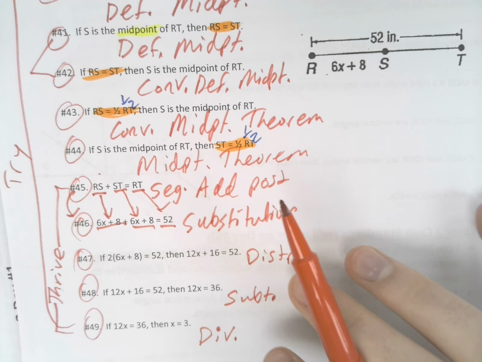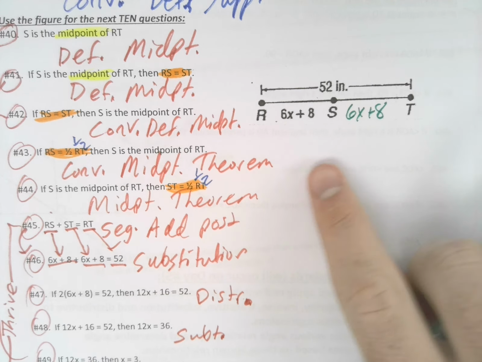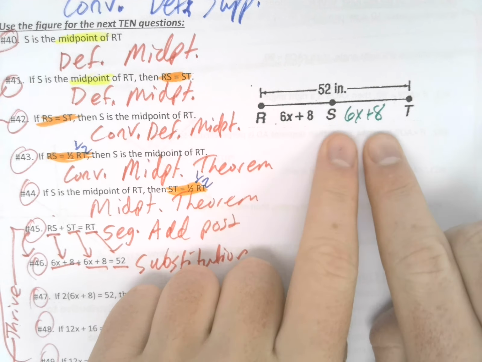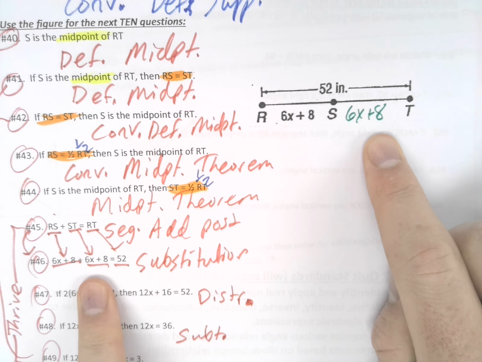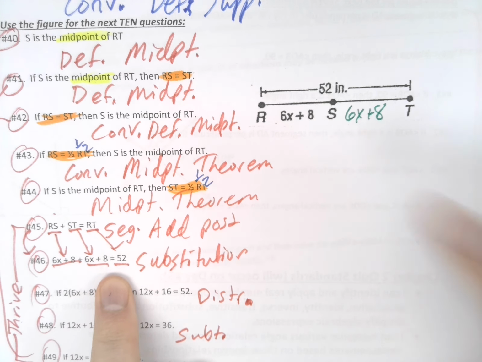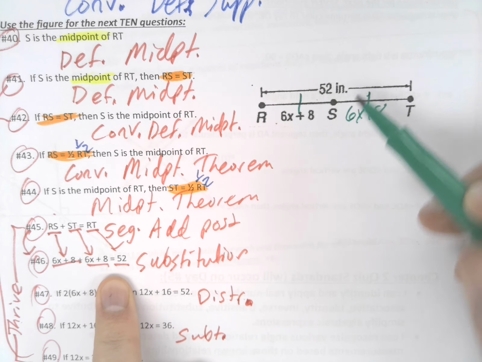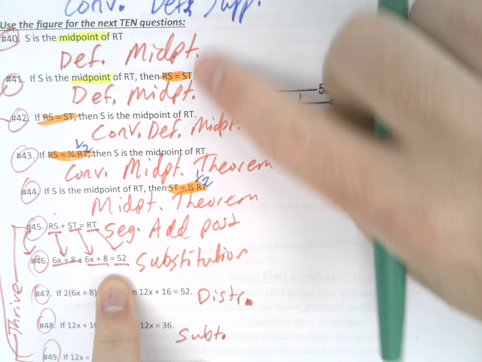And on to the last page. And as we're getting ready to go to the last page, just note that if that was 6x plus 8, that was 6x plus 8. So that's where ST was able to come from, because we knew this piece and this piece were the same based off what we established up here.